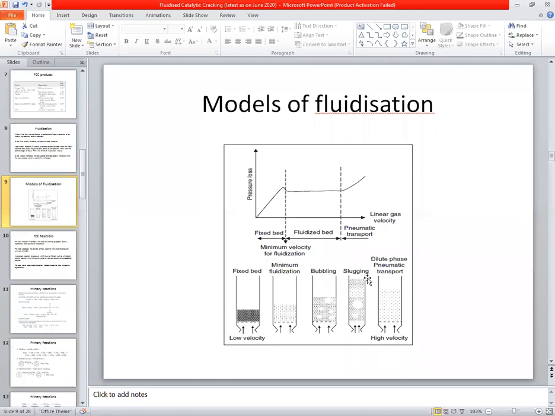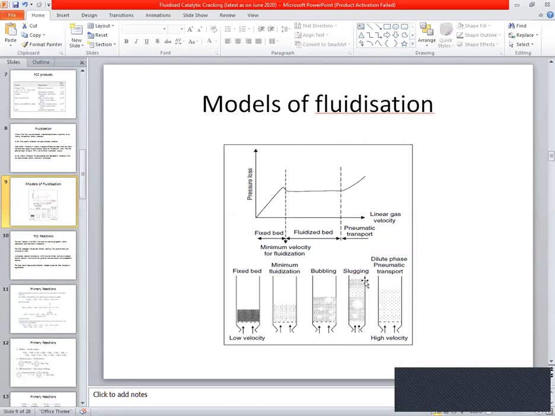Is it clear, class, the modes of fluidization? Yes. Class, are you hearing me? Yes, doctor. Modes of fluidization, is it clear so far?